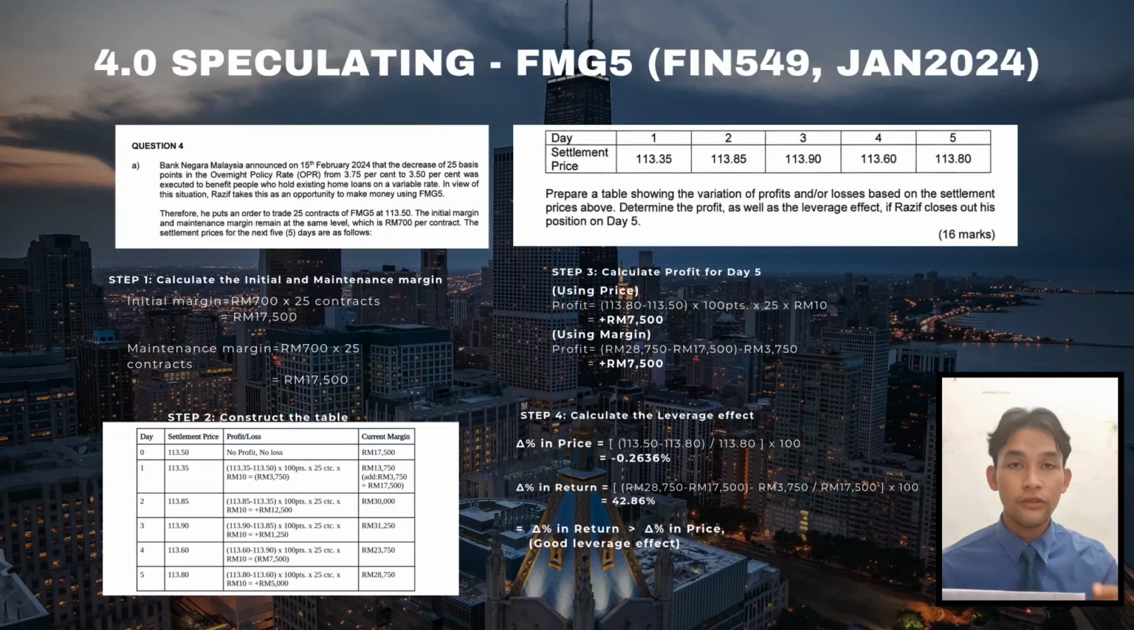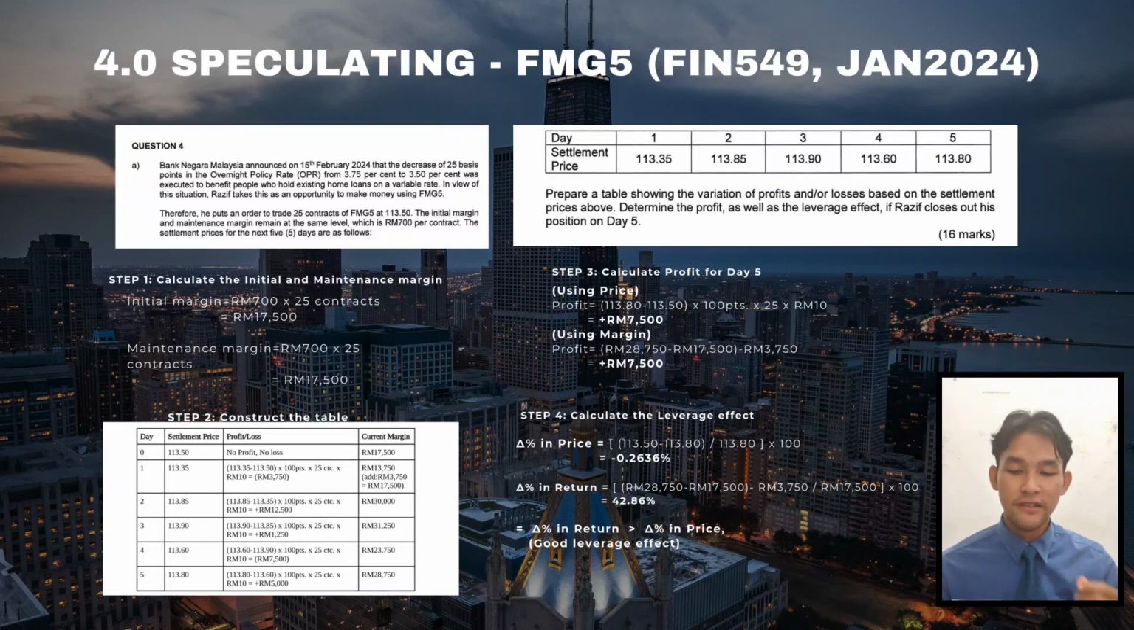So what we can conclude here is that Razif gets his 17,500 ringgit back, but he must also face a loss of RM3,750 during day 1 because of his maintenance margin requirement, which is the same level as the initial margin, 17,500 ringgit. So overall, the net profit that Razif gets is RM7,500.